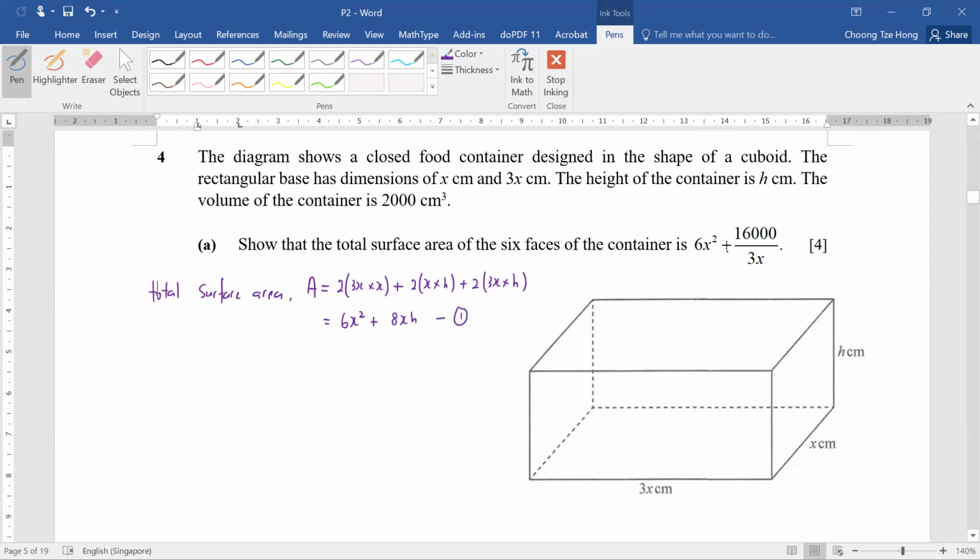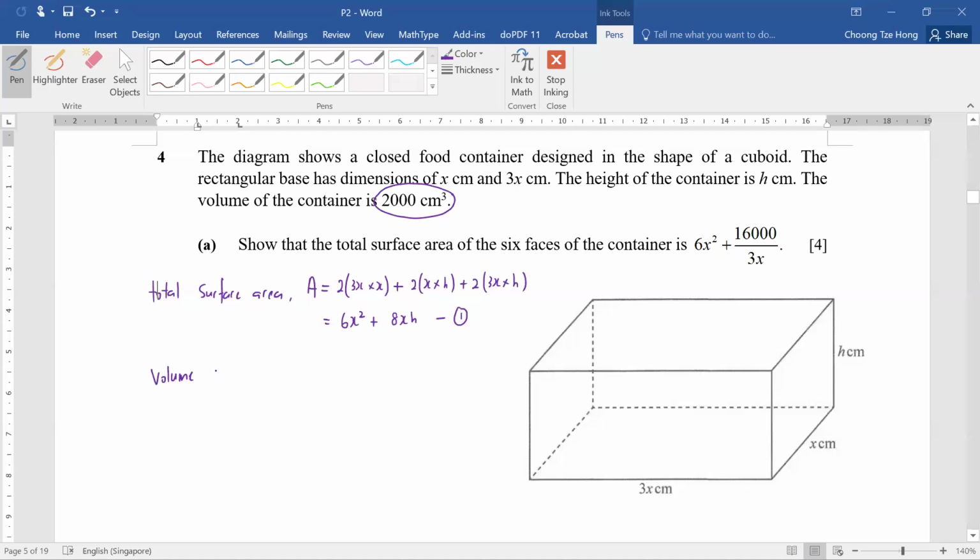If you look at the expression that they want us to show, it doesn't have the h, right? So this means that we need to do something in order to substitute away the h. And the info that we have not utilized yet would be the volume. So we are going to form an equation using the volume 2000 cm cubed, and then we'll make h the subject, and then we will be able to substitute the h away, and hopefully we'll be able to obtain this expression over here. So let's go ahead and do that.